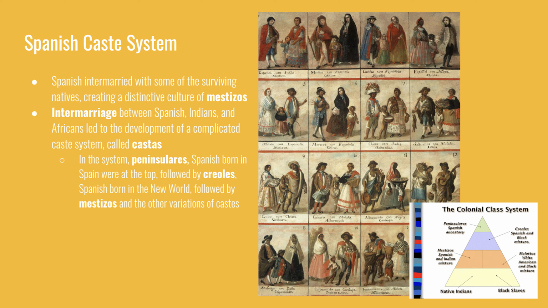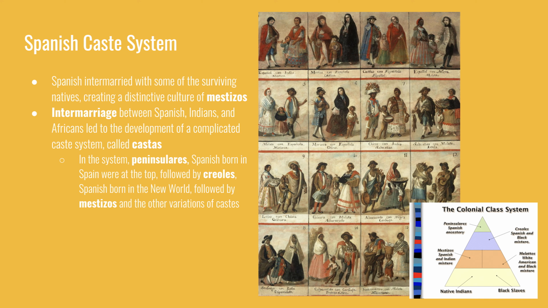Spanish men and American Indian women would intermarry, and their offspring would be an ethnic mixture that now, according to the Spanish, had to be defined. Based on ethnicity and ancestry, certain privileges would be granted within society. At the very top of the caste system were going to be the peninsulares. They are the people who are Spanish and born in the Spanish Iberian Peninsula.